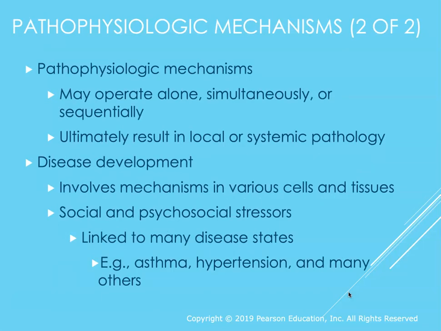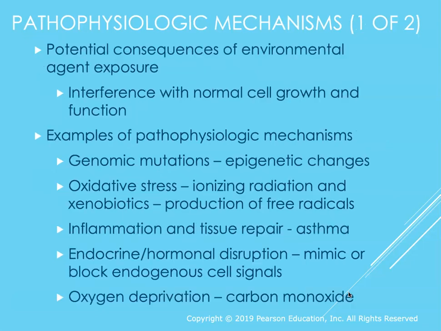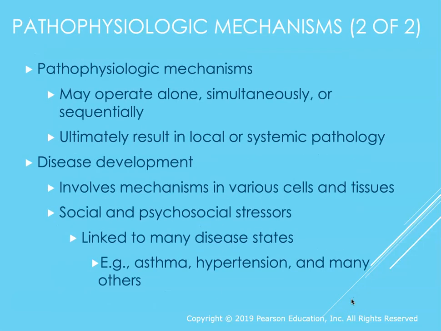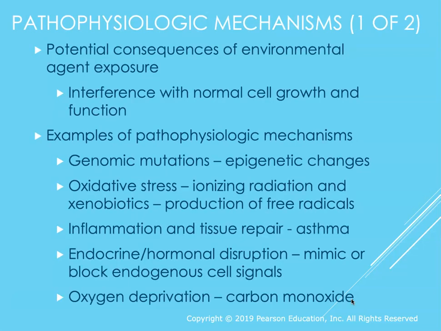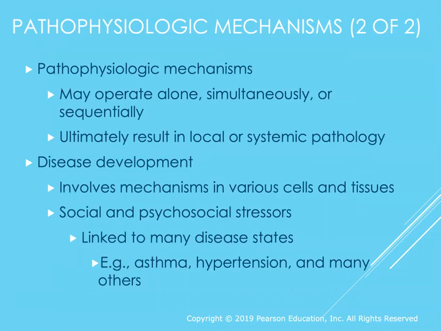These pathophysiological mechanisms may operate alone, but many of the mechanisms I mentioned could be happening at once. They can also happen sequentially, meaning you have some epigenetic change that occurs as a result of exposure that then leads to alterations in cellular function, and that could mean production of free radicals, or what have you. So you can have just one of those things happening, or you can have them all happening simultaneously.